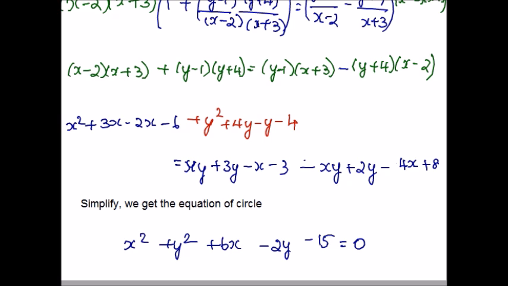If you are not comfortable getting rid of the denominator step, you can just multiply the x minus 2 x plus 3 with every term, and you can simplify it further. Hope you are clear with this method.